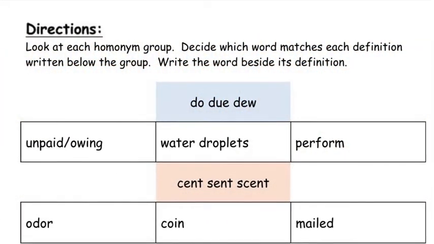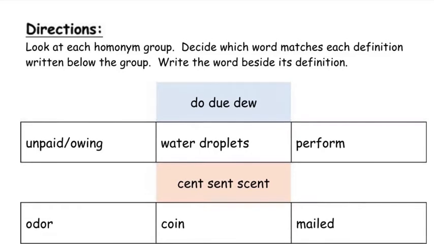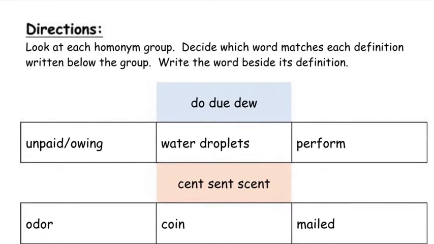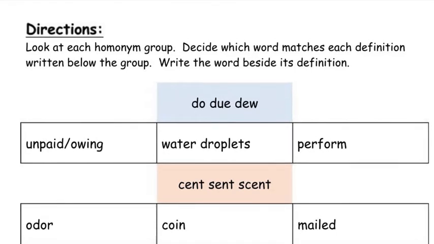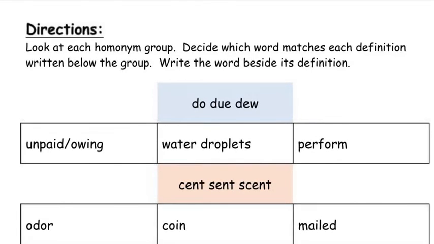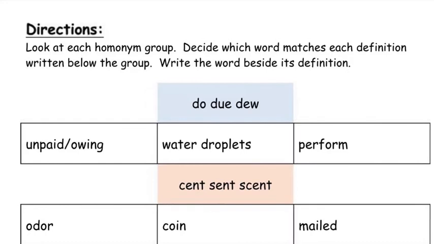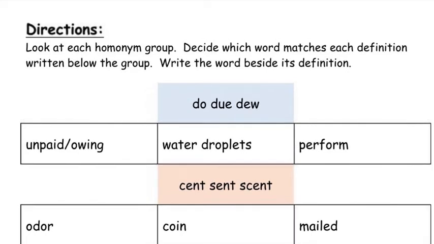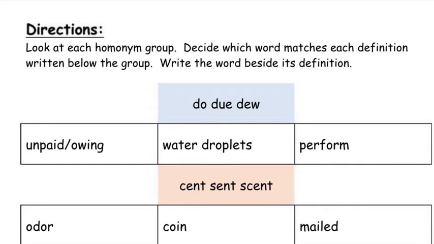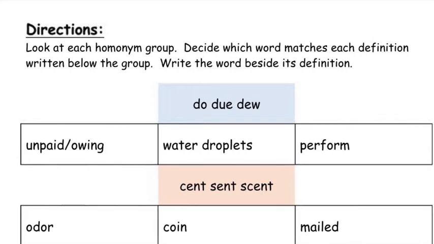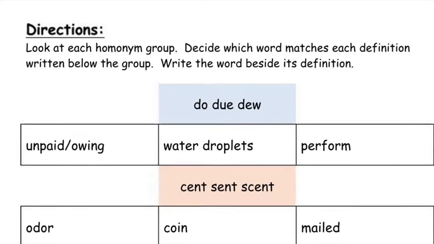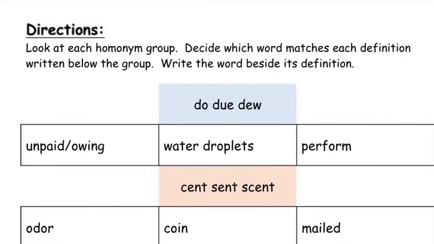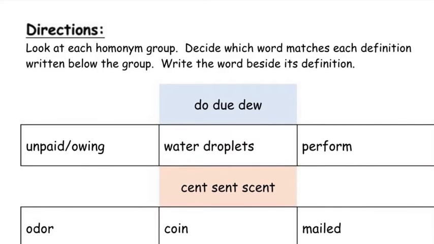Hello everyone, so today we're going to do an activity called homonyms. For those of you that don't know, homonyms are two or more words having the same spelling or pronunciation, but they have different meanings. So as you can see here, you see do, and do spelled three different ways. And right underneath, you see that it has three different meanings. So we're going to try and connect the correct word to the proper definition. So let's get started.